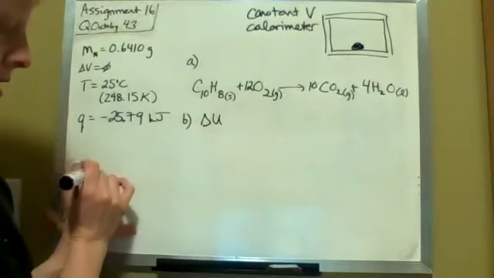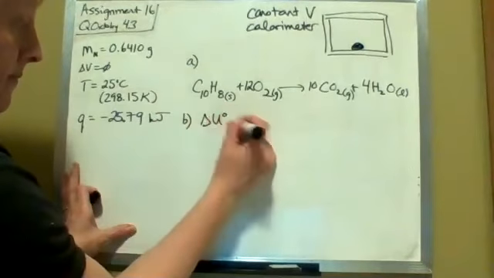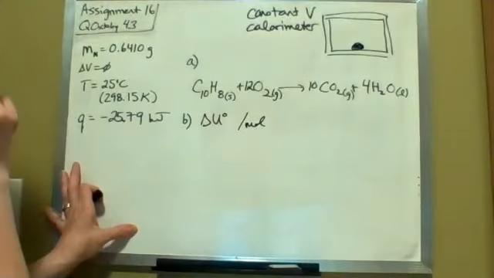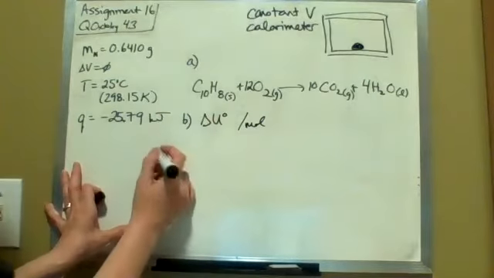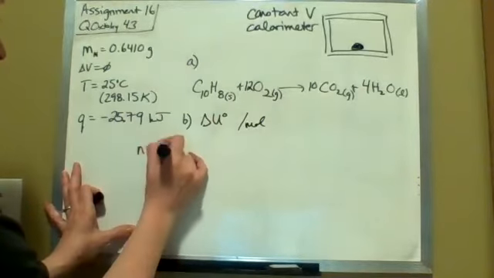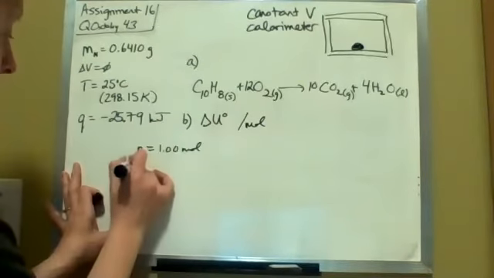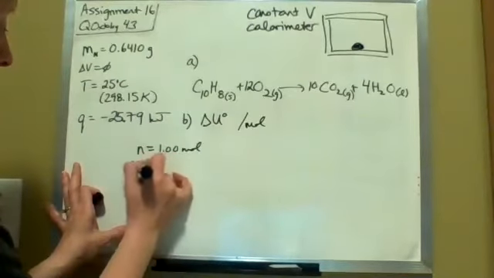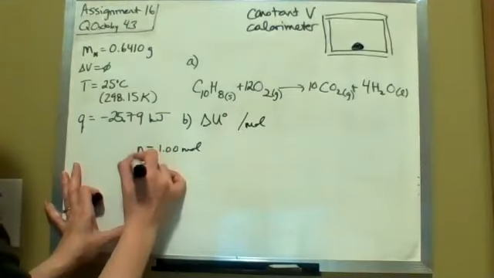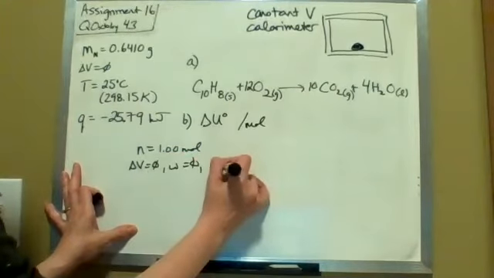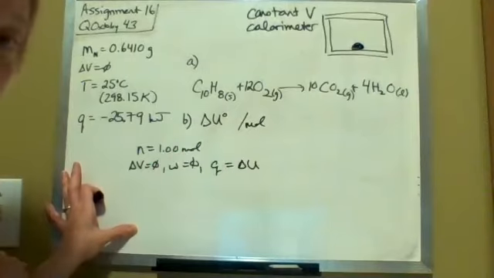Now part B wants you to calculate the standard change in internal energy. So we want to find delta U naught per mole, so for 1 mole. So we know n is going to be equal to 1 mole, in this case here. You know if delta V is 0, that means work equals 0. That means heat equals delta U.